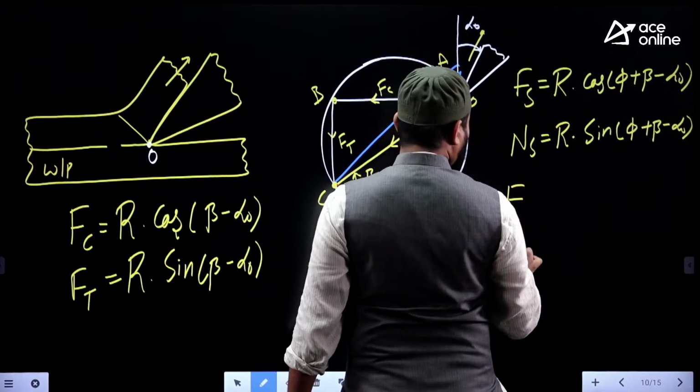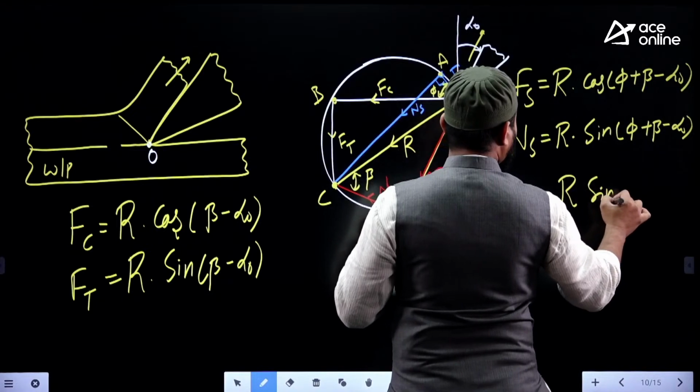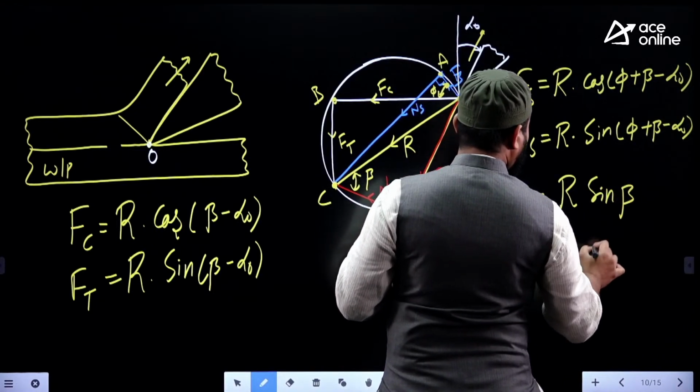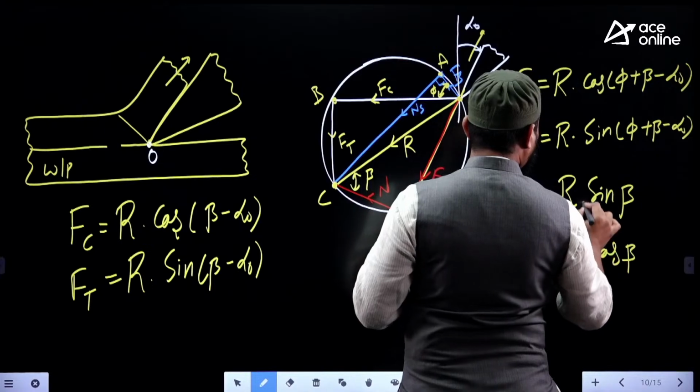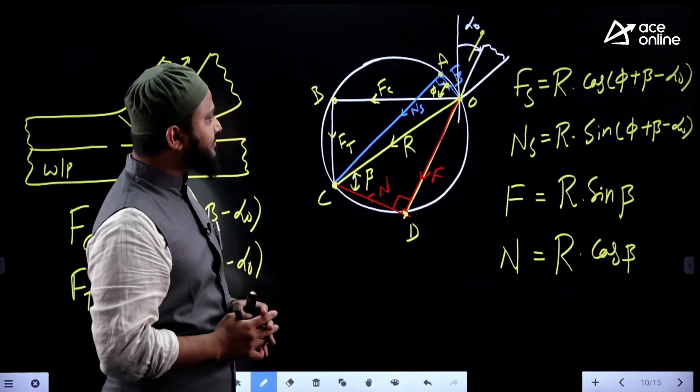And after this, friction force and normal force also we can get, that is R sin beta is the friction force, whereas R cos beta is the normal force. So these results we get in terms of the resultant R.